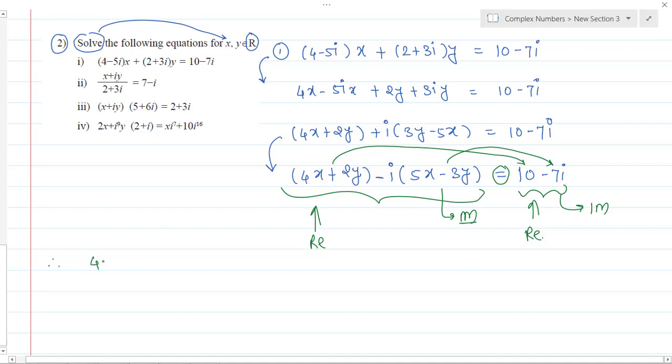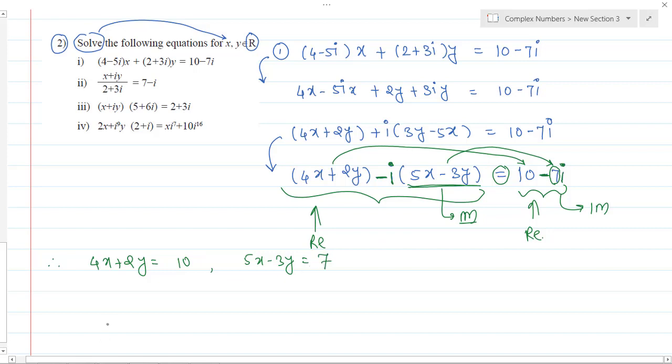Therefore, what I can say is 4x plus 2y equals how much? It's 10. And 5x minus 3y equals how much? It is 7. See, whether to take minus 7 or plus 7, who decides? Simply compare directly. Here there is a negative sign, here also a negative sign, here there is i, so here also i. So this part should equal 7, not minus 7. If one of them had been positive, I would have said negative. But here it is negative and here it is negative, so in that case this becomes positive 7. Are you getting it?